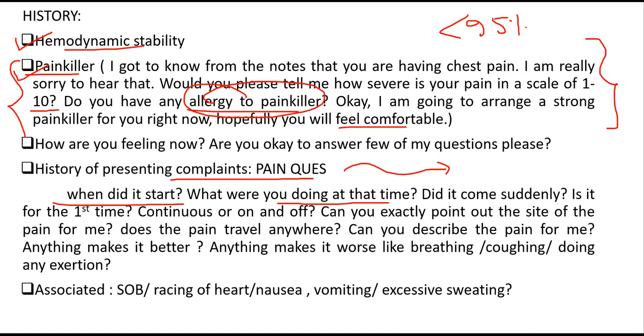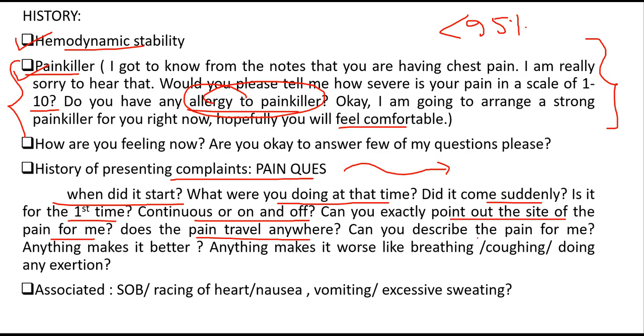So we will ask the patient an open-ended question, and we need to find out, when did it start? What exactly were you doing when this started? Did it start suddenly? And is it for the first time? Is it continuous or on and off? Can you exactly point out the site of the pain for me? Does the pain travel anywhere? So that's the radiation question. You can't use medical jargon, remember? So you can't ask, does the pain radiate anywhere? You have to say, does the pain go anywhere? Does the pain travel anywhere?